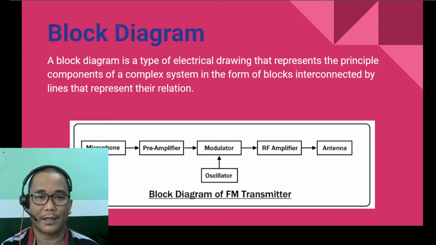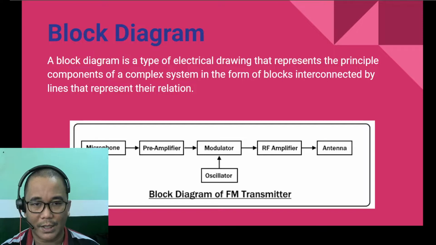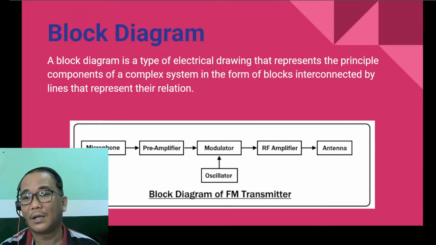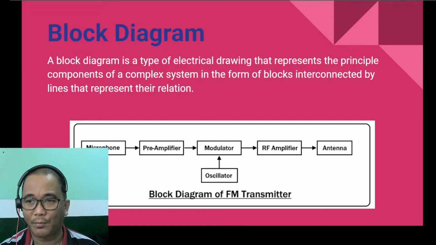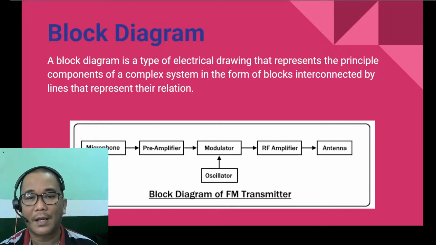When we say block diagram, it's a type of electrical drawing that represents the principal components of a complex system in the form of blocks interconnected by lines that represent their relation. The block diagram is the simplest form of electrical drawing as it only highlights the function of its components and provides the flow of process in the system. Block diagrams are easier to design, and it is the first stage in designing a complex circuit for any project.